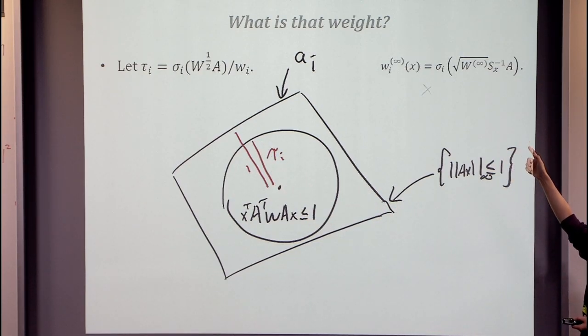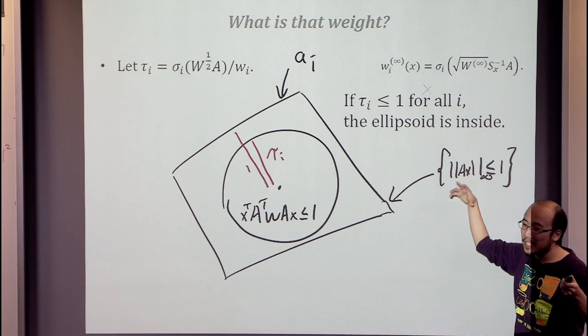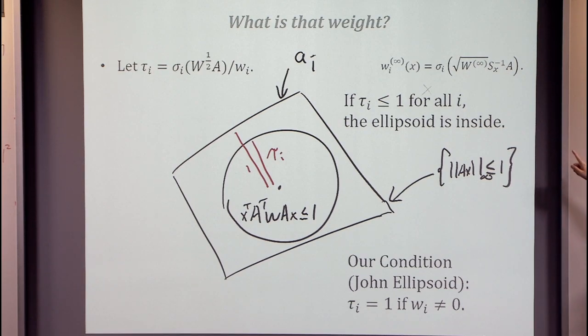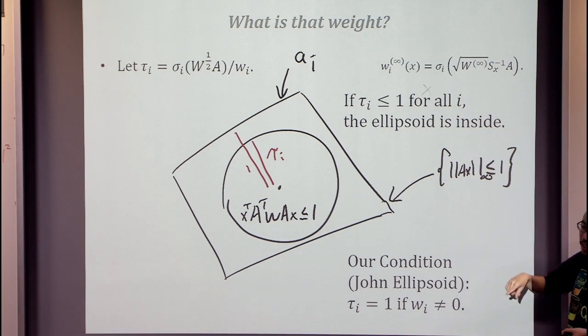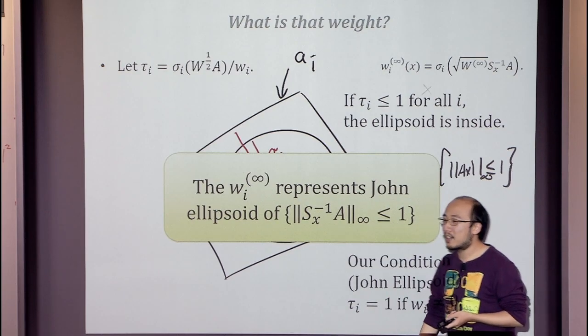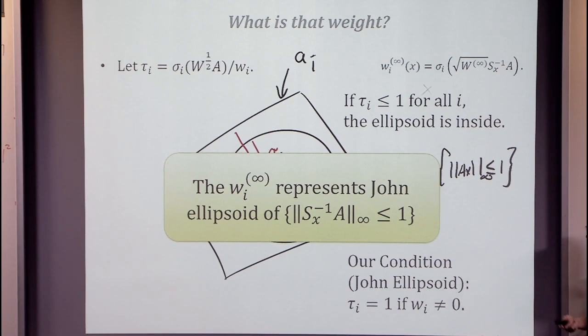So what is that equation telling you? When every tau is less than 1, that means the ellipsoid is inside this polytope. And you can think this condition is trying to make the ellipsoid as large as possible, such that either W is 0 or it touches the polytope. In fact, this is the optimality condition for the John ellipsoid. So the limiting weight represents the John ellipsoid for this polytope. Any questions?